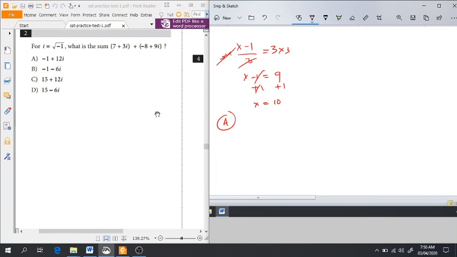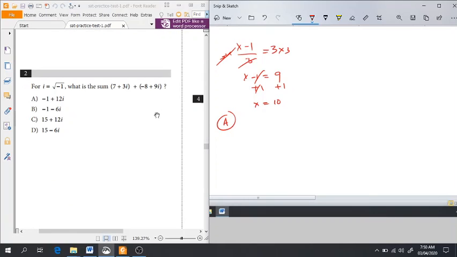This is a complex number question. For i equal to the root of -1, what is the sum? When they ask you for the sum, you have to do addition only for the like terms.